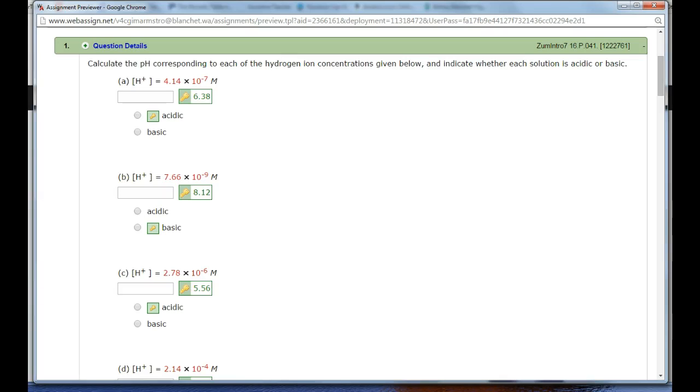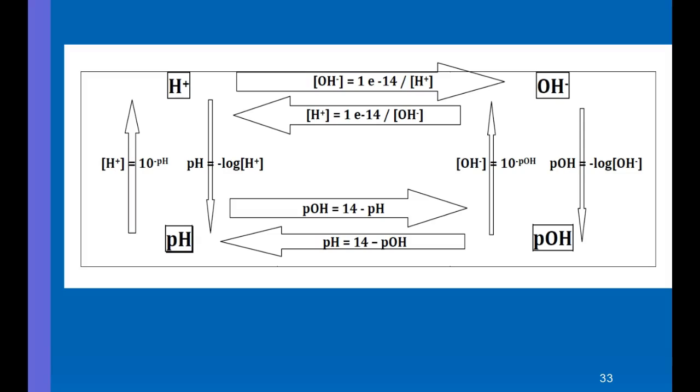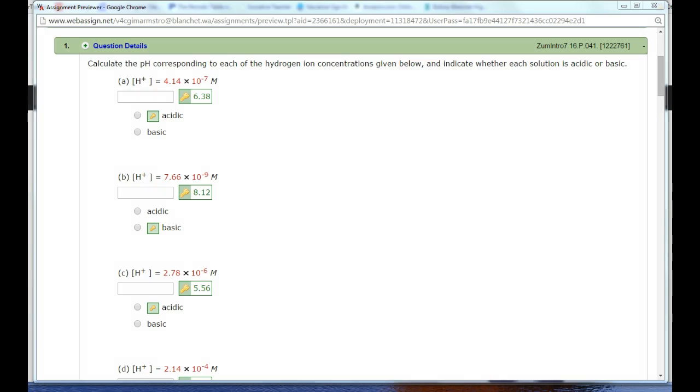This is a webcast on calculating pH, pOH, and H plus and OH minus. And you may want to use your square like this one above to help you out with this. So this first question on the web assignment says calculate the pH corresponding to each of the hydrogen ion concentrations given below, and they're all the exact same process.